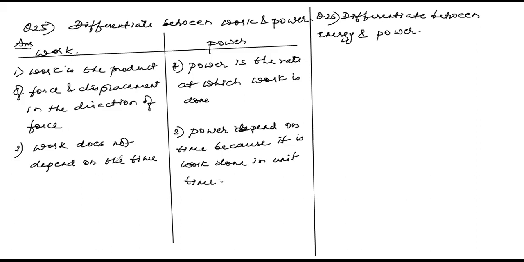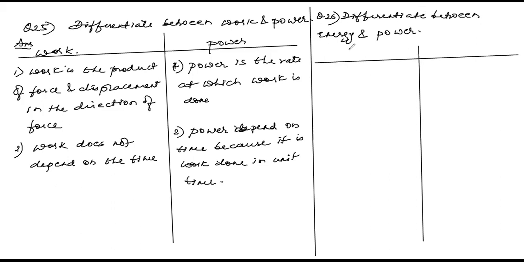Some people will write, the textbooks also give, joule per second, watt, as the SI unit. You can write it, but some teachers, I don't know why, I've seen them, they don't accept the units as a point for difference. They want the definition and some better points.